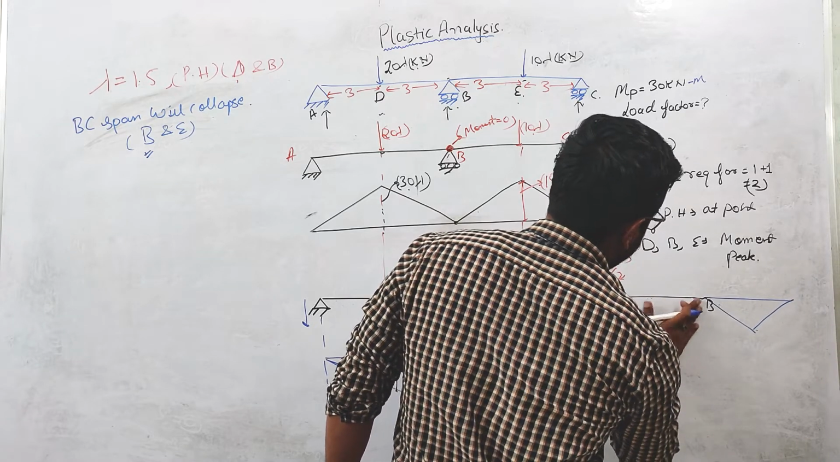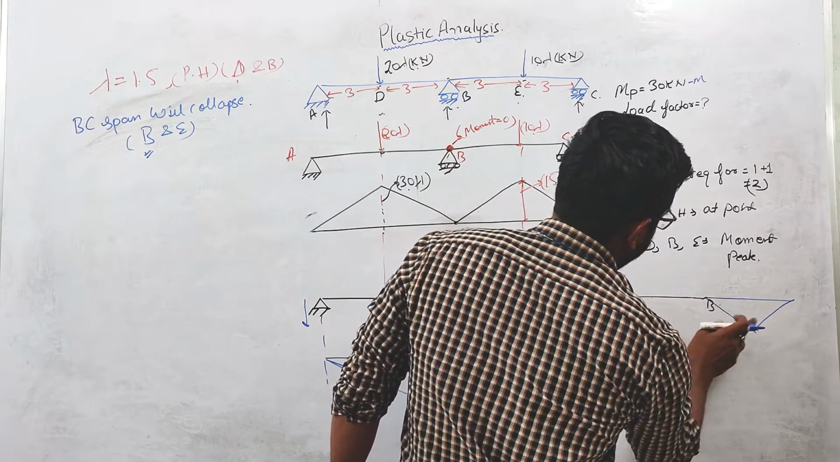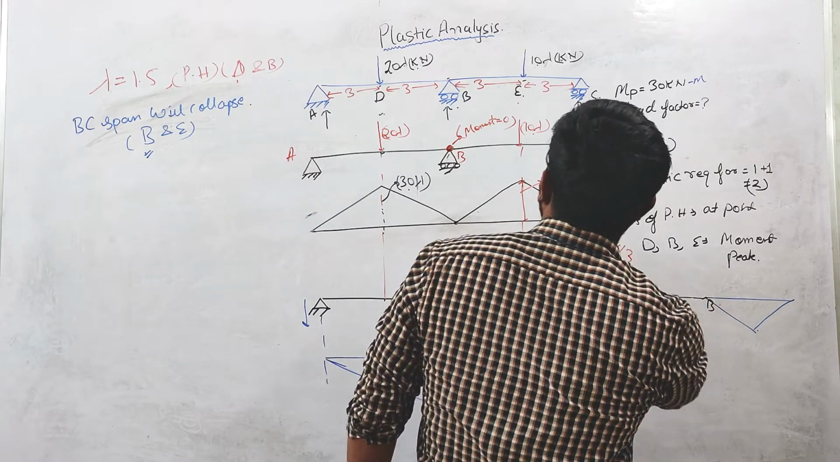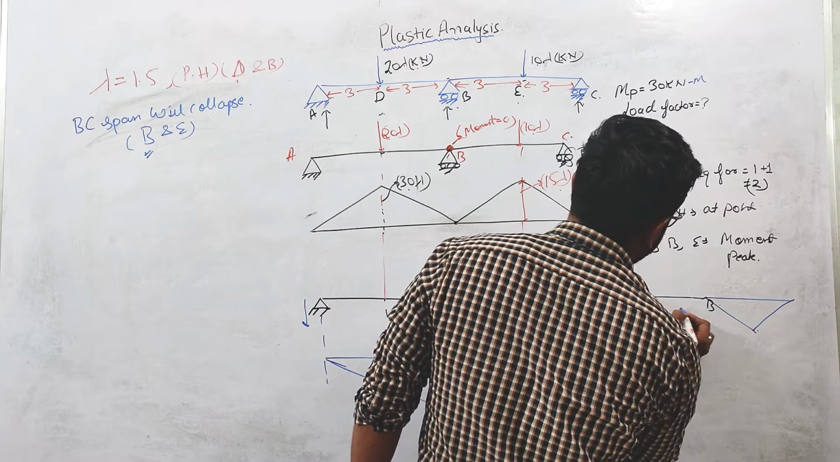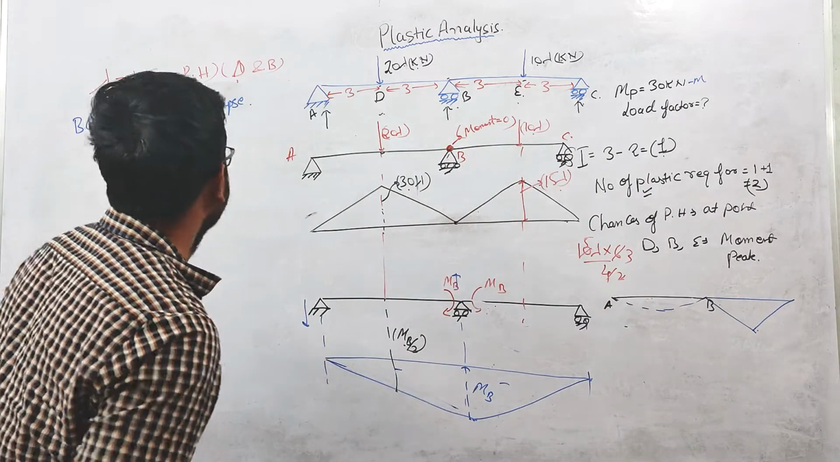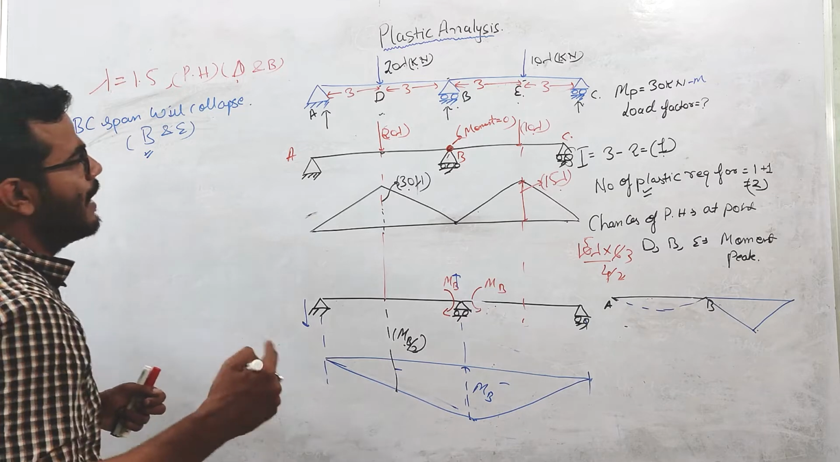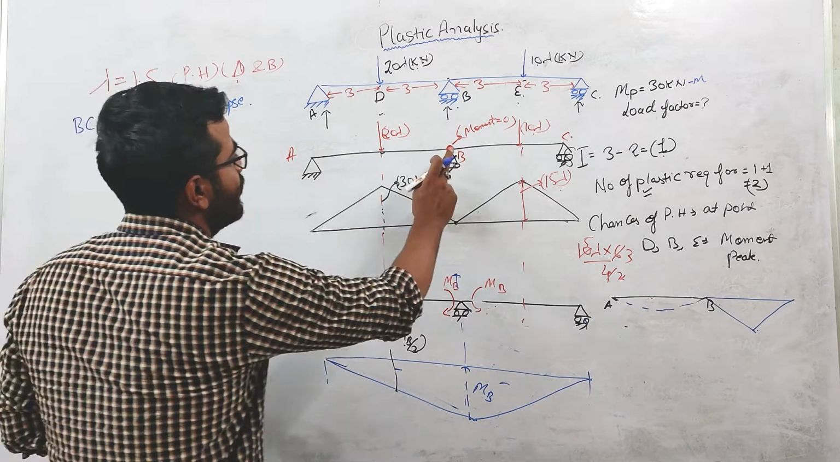When we are assuming that collapse is happening on the BC span, it will deflect like this. When the collapse is happening on the BC span, the plastic hinges will form at B and E.